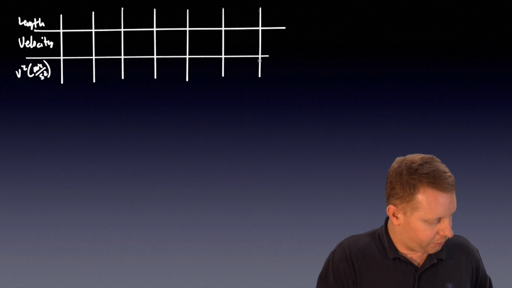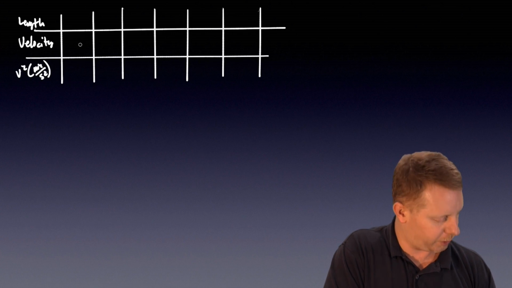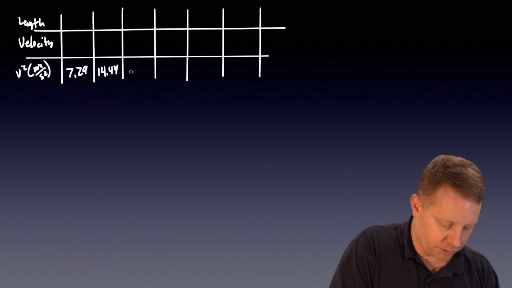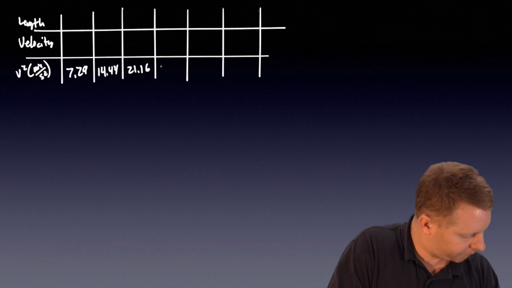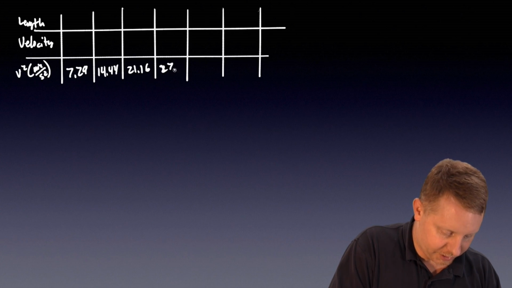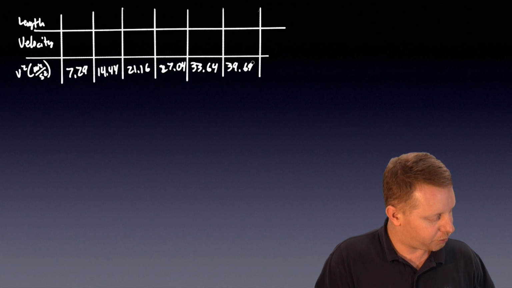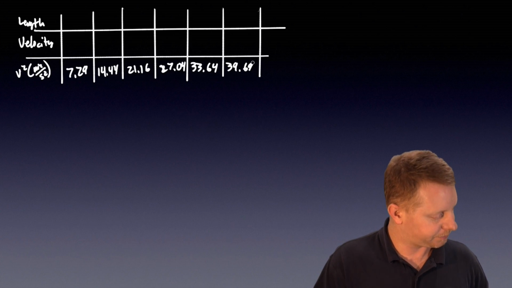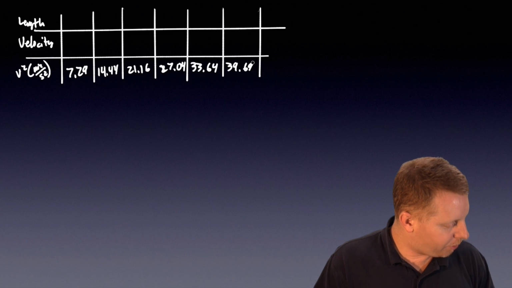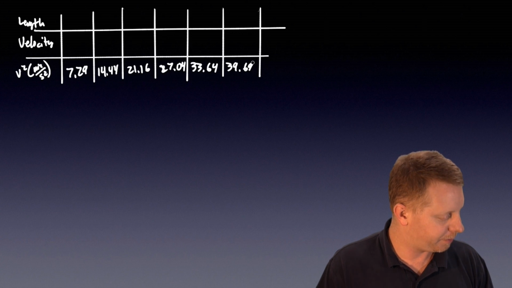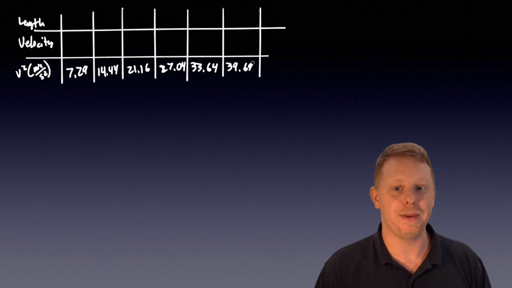That should do it. So for our v squareds, I'm just going to take the velocity here and square it. 7.29, 14.44, 21.16, 27.04, 33.64, about 39.69. So there's the data I would use for this graph. Now once we've done that, plot the straight line data, label your axes, all the standard stuff. So let's just take a quick break. We'll speed things up here for a second and take a look at our graph.